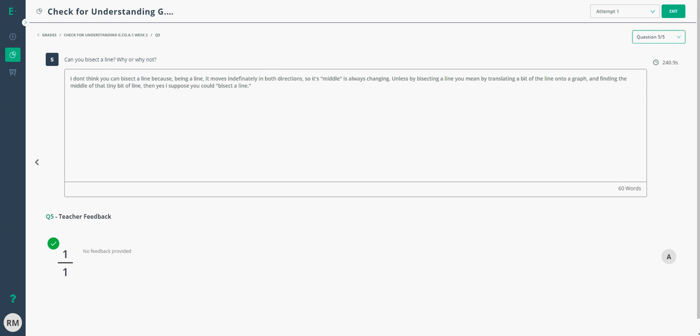Last question here is, can you bisect a line? Why or why not? So remember, a line has arrows on both ends and extends infinitely in both directions. That means there's no end to either side of the line, which means we don't ever know if a certain point could be the middle of that line. Therefore, we cannot bisect a line.